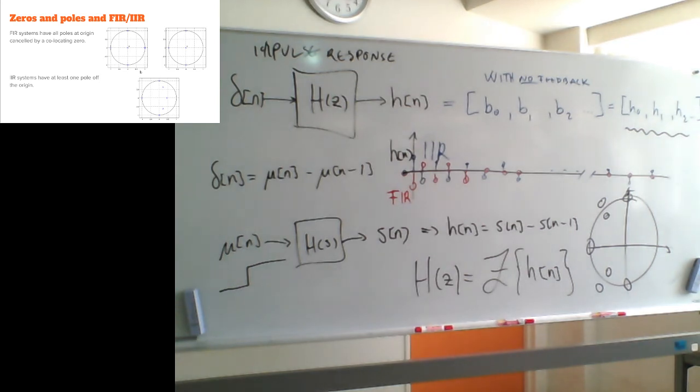Then for the FIR systems, you have multiple poles on the origin. But if this is an IIR system, then you have a pole pair like that. So you have a pole pair outside of the origin, something between 0 and 1.